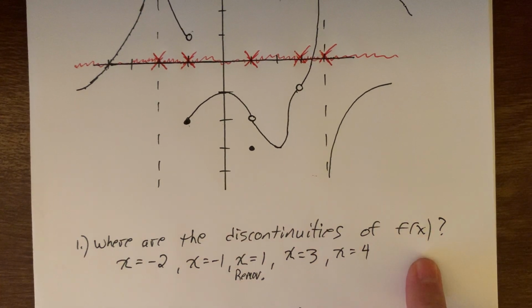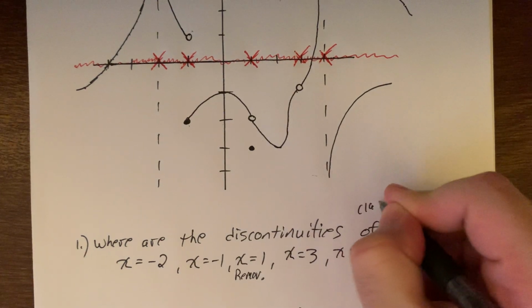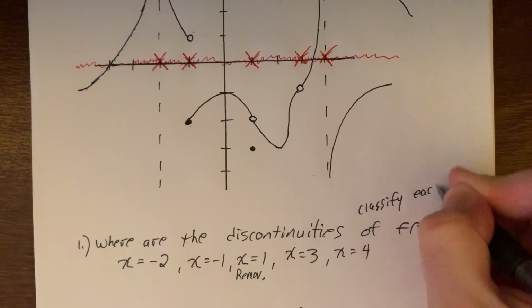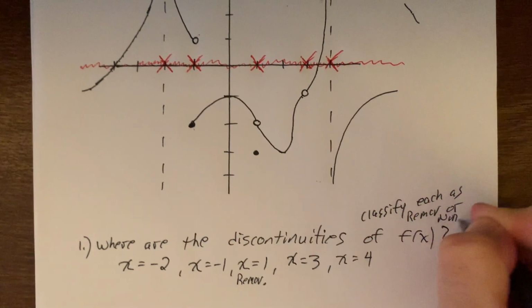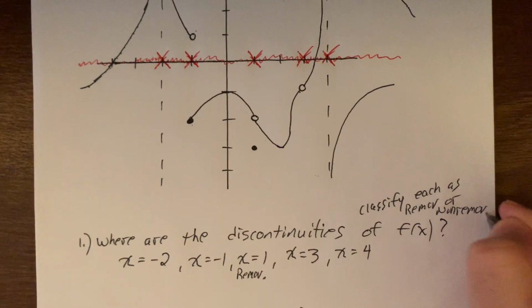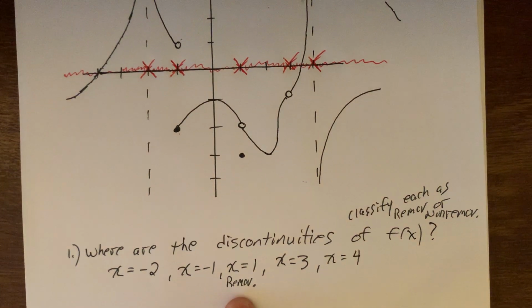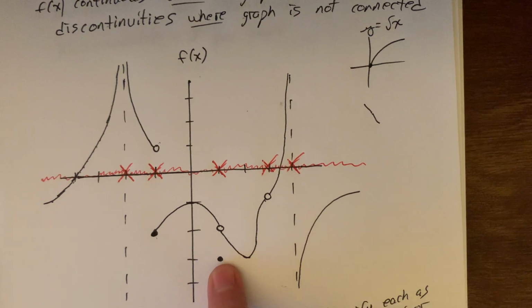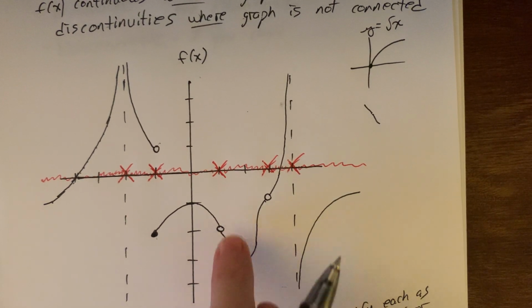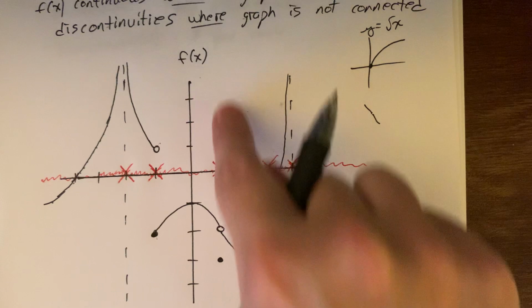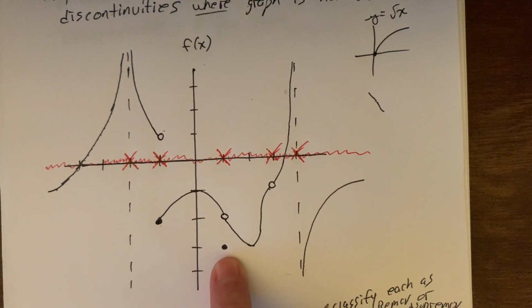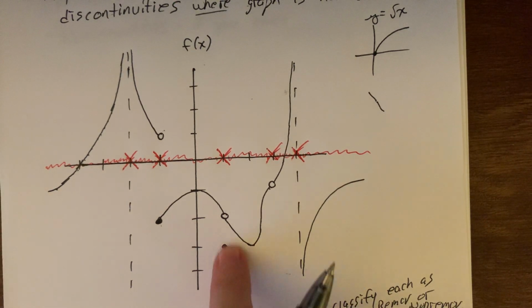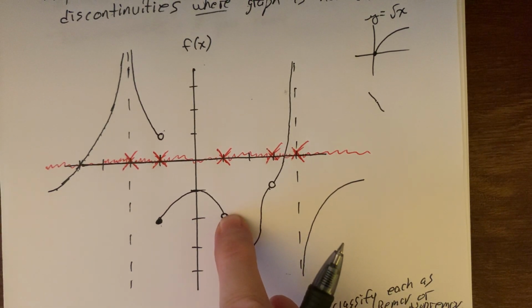So I'm going to add a little bit to part 1. We already did where are the discontinuities. Now I'm going to add classify each as removable or non-removable. And this would be removable. Again, if you could pick up this point and drop it in right here. If you pick up this point and put it up here, it doesn't help. It's the point, not just can you move it, it's if there's a place where you could move it and it fixes the disconnection. This point moves to here and it is connected.